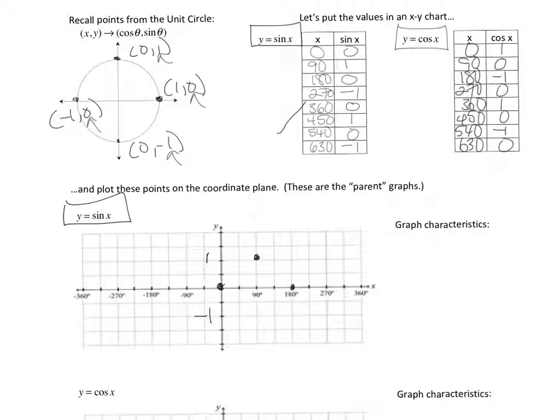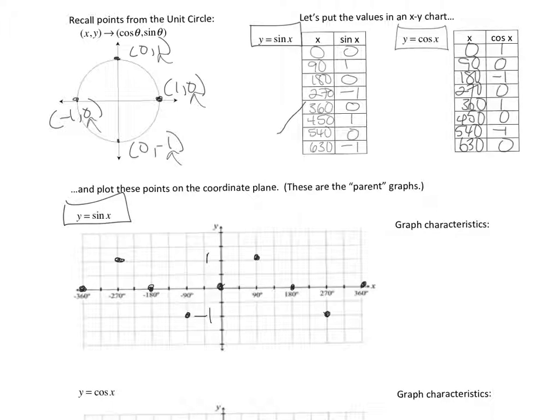At 180, the sine is 0. 270 has a sine of negative 1. 360 has a sine of 0. If we worked backwards around the circle, going in a clockwise direction, negative 90 would have a sine of negative 1. Negative 180 has a sine of 0. Negative 270 has a sine of 1. And negative 360, we're back to 0.